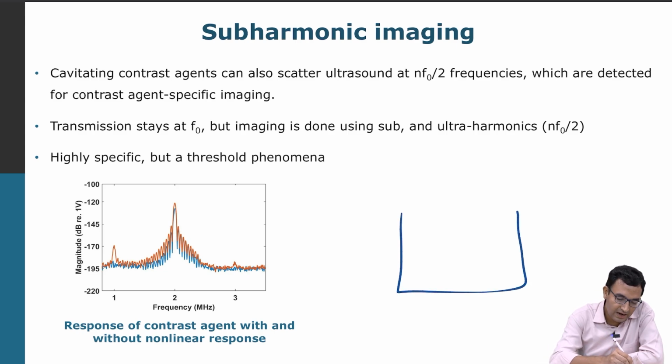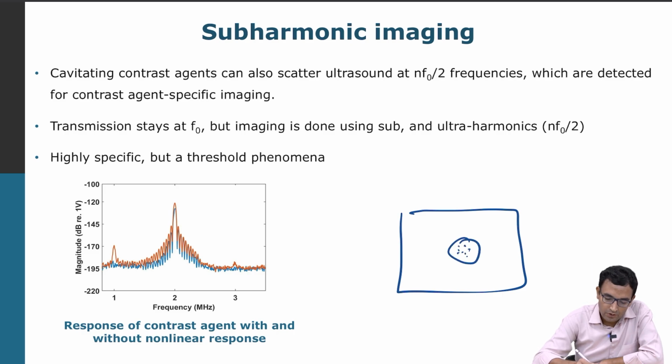So now you can still have your tissue with bubbles. The bubbles are giving out subharmonics or ultra harmonics, and the tissue is not. So therefore you can very clearly separate the bubble region from the tissue region. So that is the benefit of subharmonic imaging.